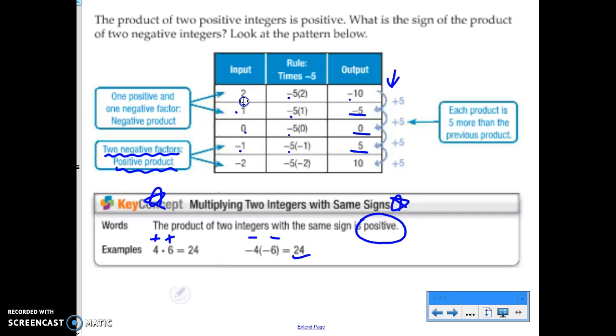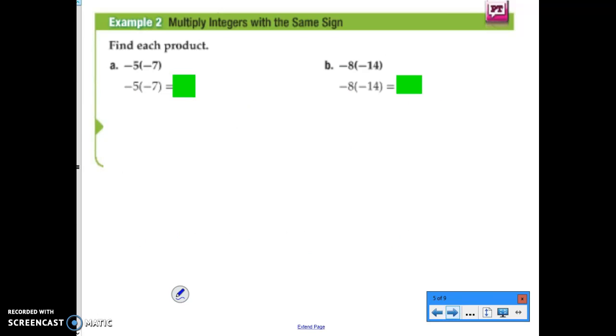So looking at this next example here in A, it says negative 5 times negative 7. Well, because it's a negative times a negative, I know my answer has to be positive, and I know that 5 times 7 gives me 35. Over here on the right, I've got negative 8 times negative 14. A negative and a negative make a positive, so I know my answer is going to be positive, and 8 times 14 gives me 112.